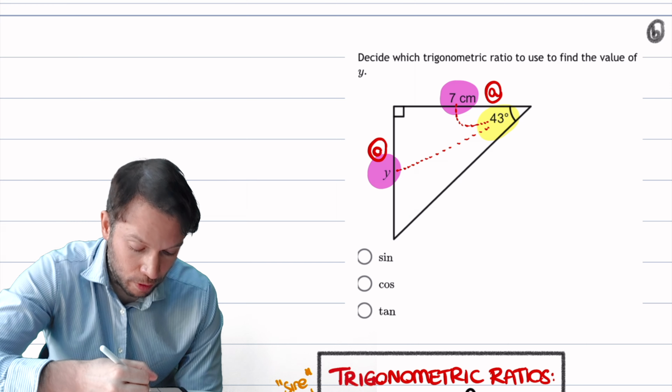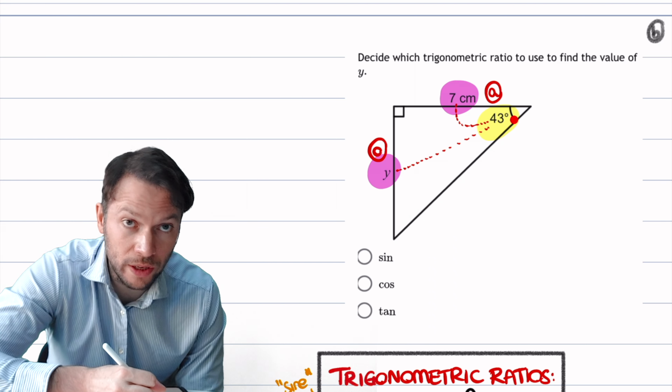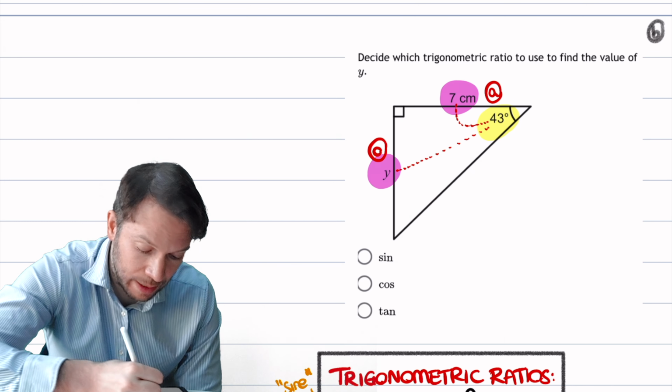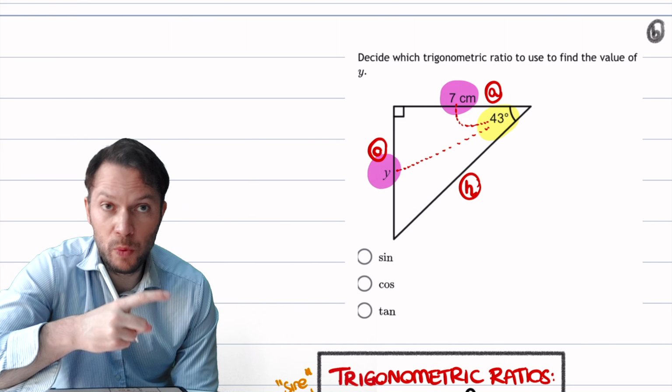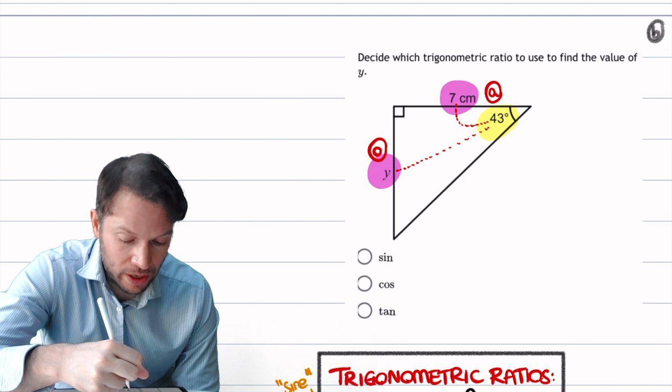Although we're not involving it here, this side here is known as the hypotenuse. The hypotenuse is the longest side of a right angled triangle. It's always opposite this right angle. If I did need to label it, I would put an H in a circle for hypotenuse, but we're not involving this side here because the side length is not marked. So we've got O and A.